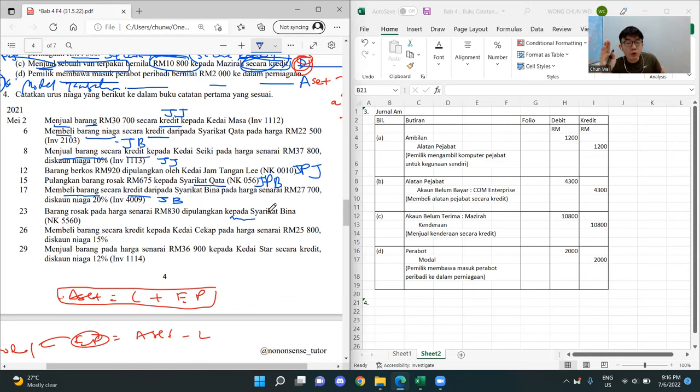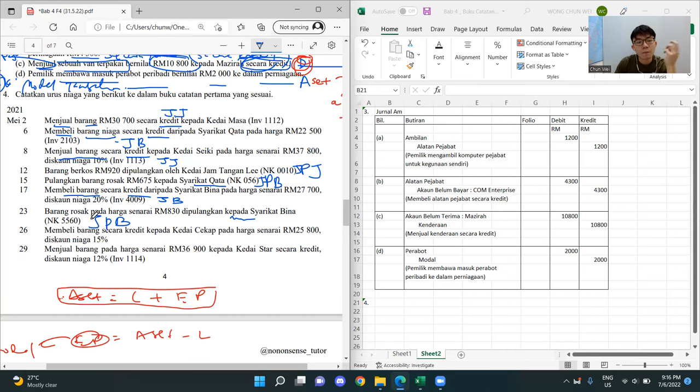So, dipulangkan kepada. So, when say kepada, meaning kita yang pulangkan. Isn't it? If oleh ialah orang yang pulangkan kepada kita. So, sekarang kepada means towards, going to. So, now we are pulangkan kepada syarikat bina. Therefore, this is actually a pulangan, jurnal pulangan belian. I return what I buy, okay? Return back to syarikat bina, jurnal pulangan belian.